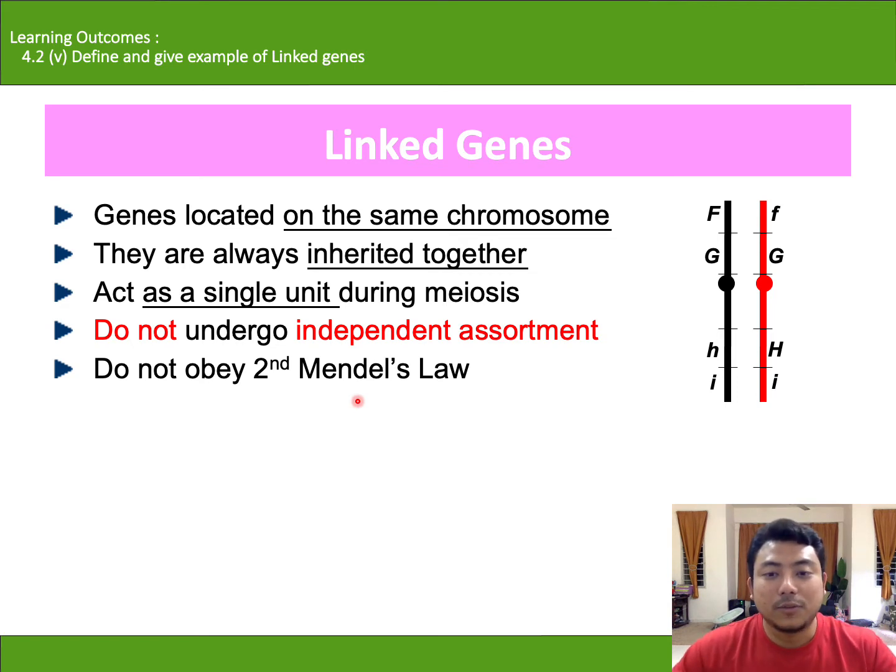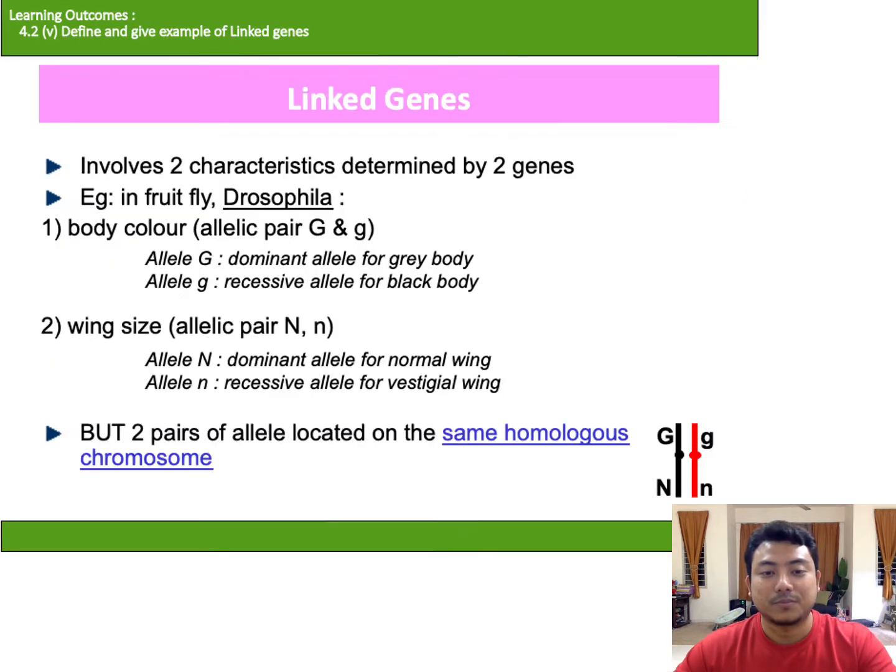Why? Because if we observe here, gene F and gene G are on the same chromosome, and the same goes for gene H and gene I. So F, G, H, and I will always be inherited together. Wherever F goes, G will also go because they are on the same chromosome. So this involves two characteristics determined by two genes.